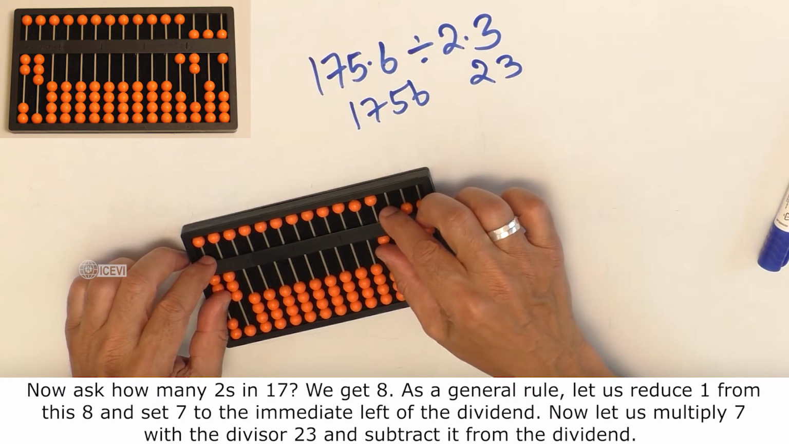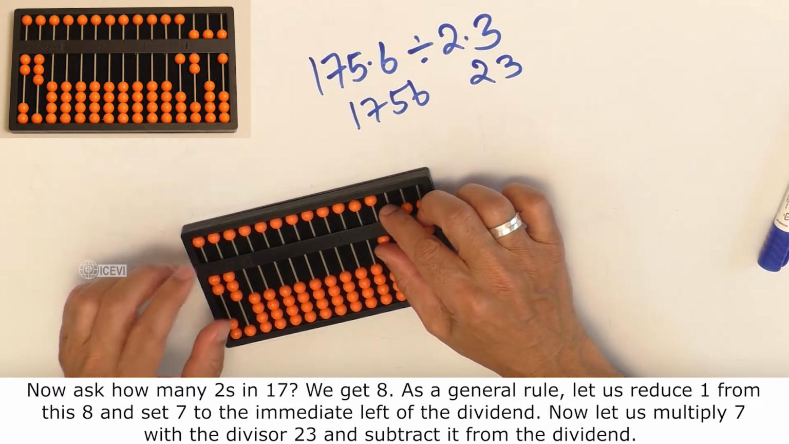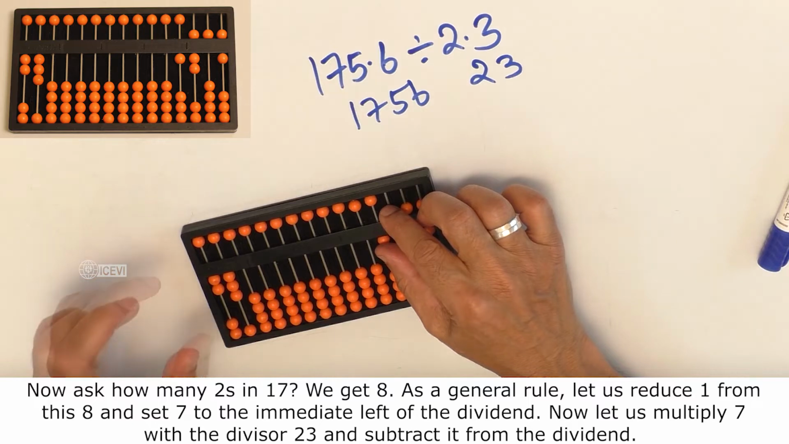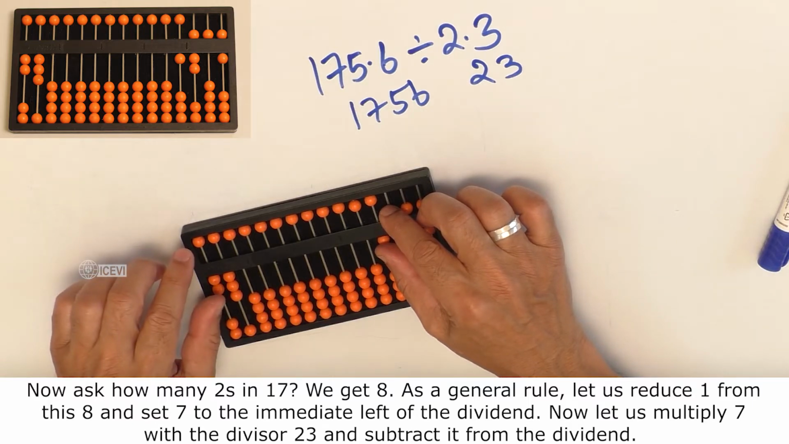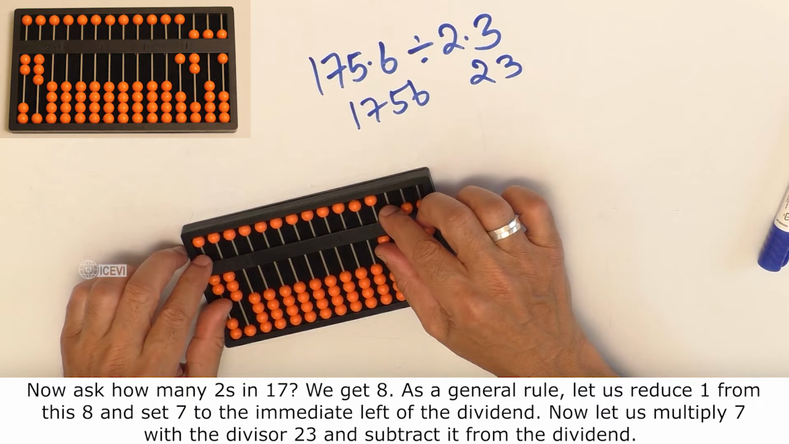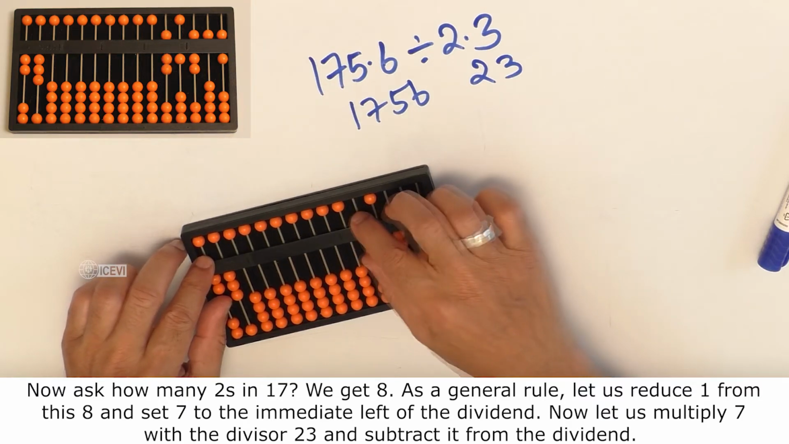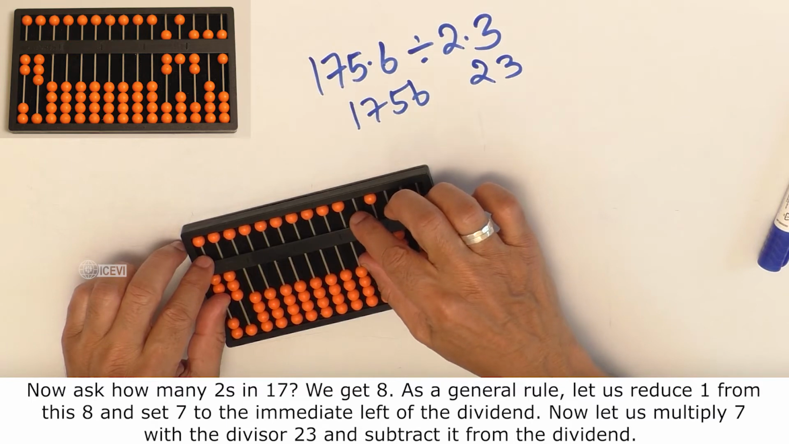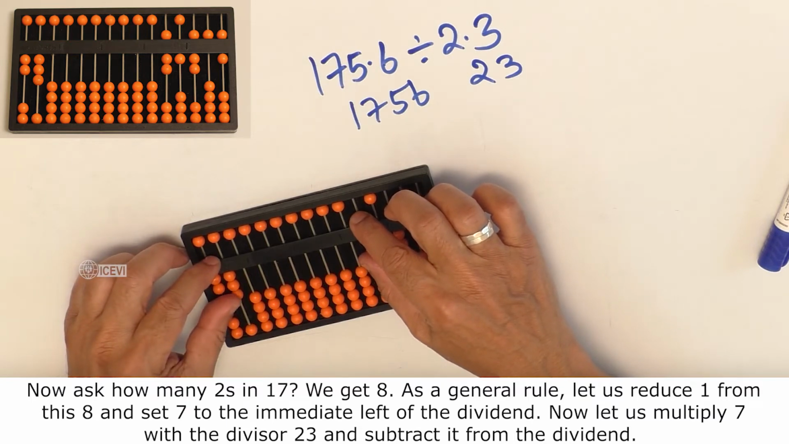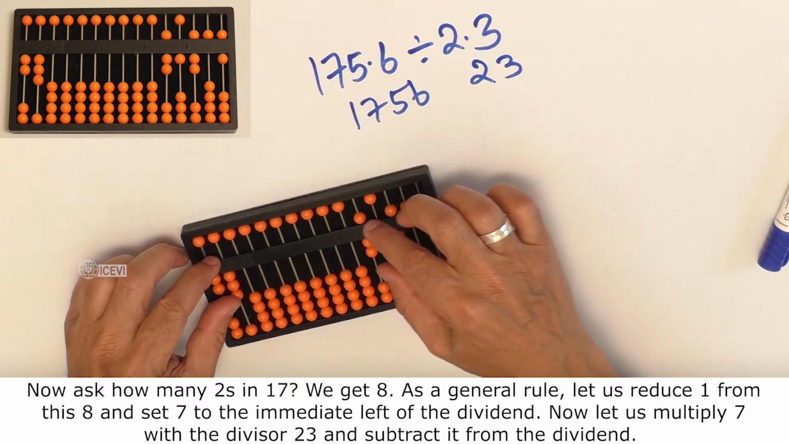Now ask how many 2's in 17? We get 8. As a general rule, let us reduce 1 from this 8 and set 7 to the immediate left of the dividend. Now let us multiply 7 with the divisor 23 and subtract it from the dividend.